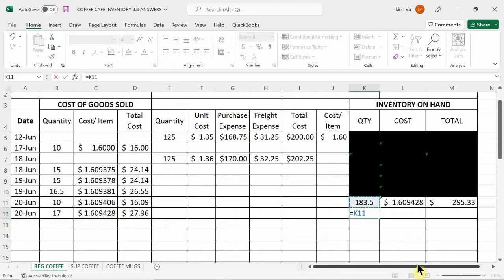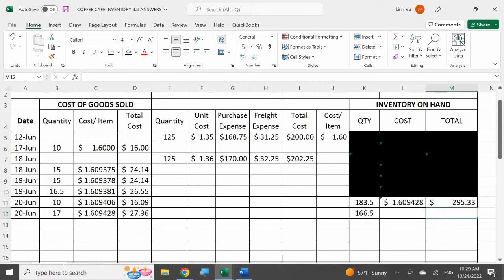So if I started with 183 and a half and I used 17 pounds, how much should I have left? 166.50. Good. And then what's my new total cost if I started out with $295.33 and I sold 27.36?